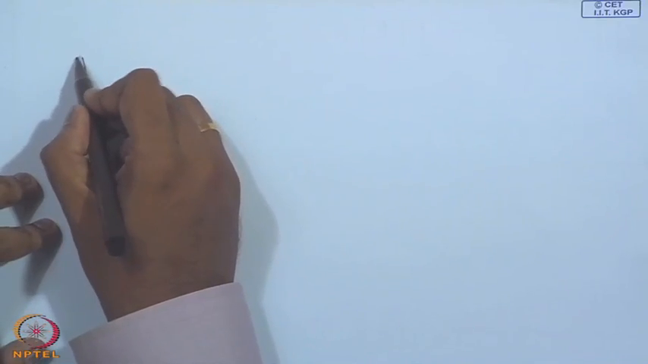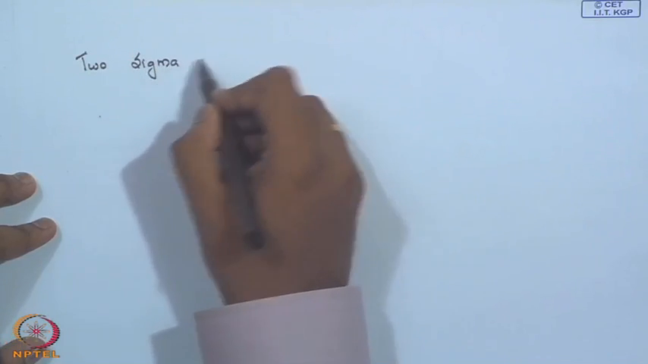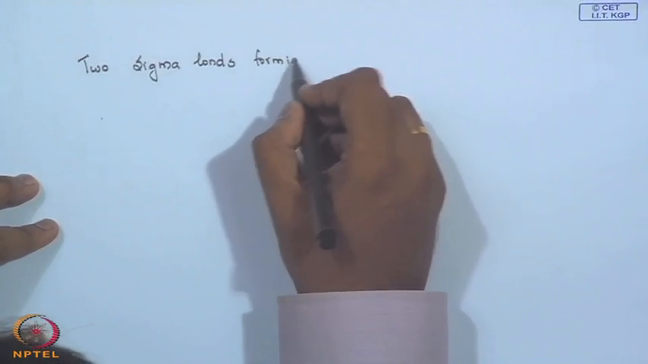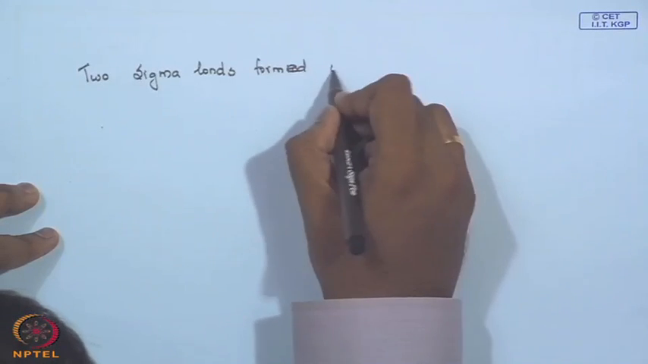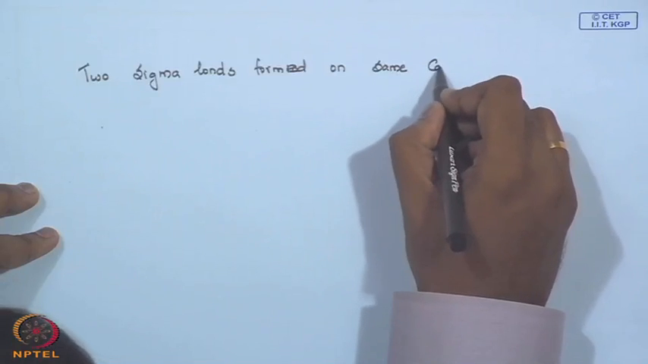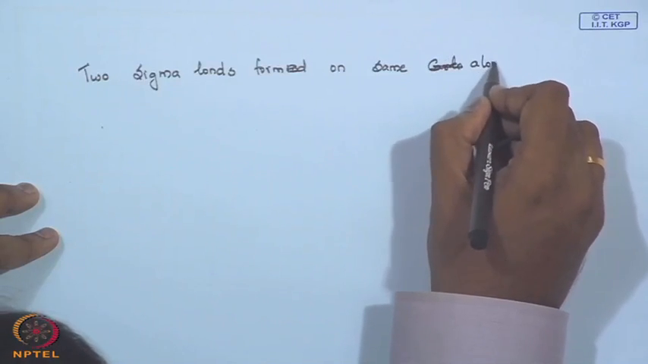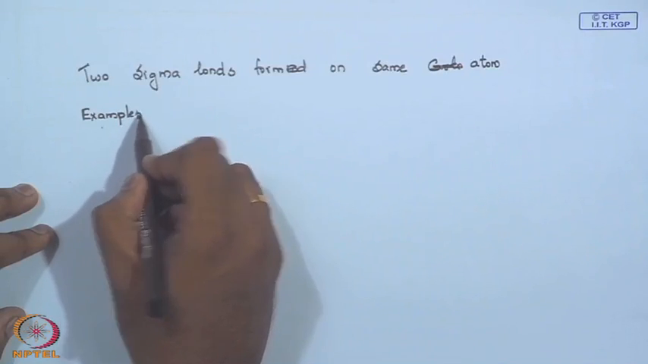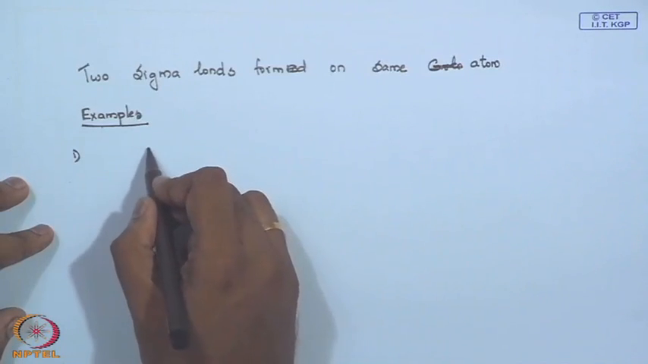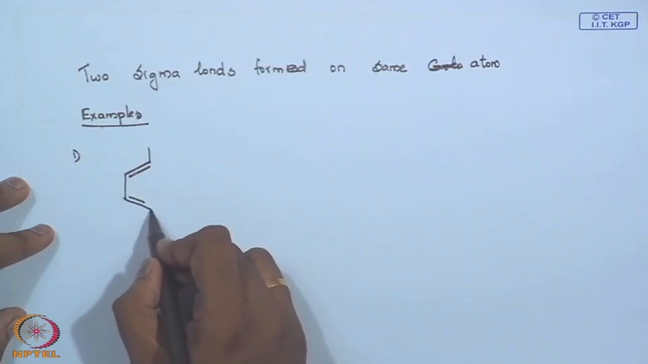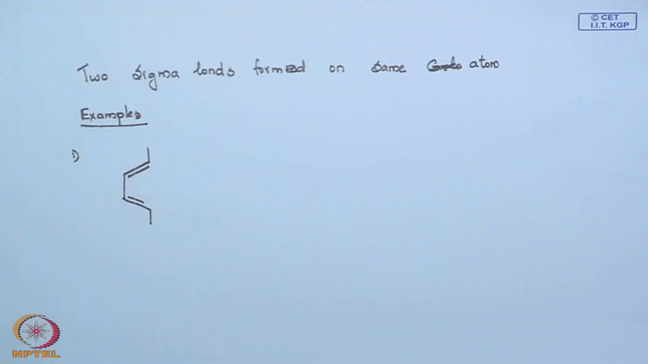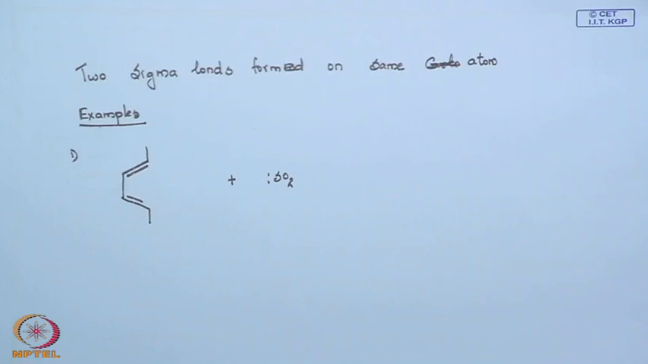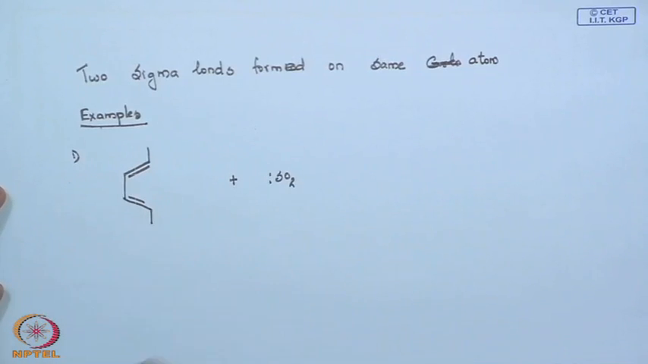First we will take 2 sigma bonds formed on the same atom. Not carbon, same atom. We will see some examples, and then you can understand the definition much better. So, you take a diene, and then I am taking a system, sulfur dioxide. So, you have a diene here and you have sulfur dioxide.